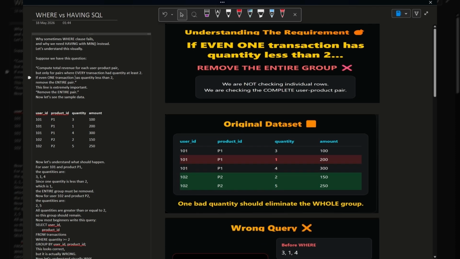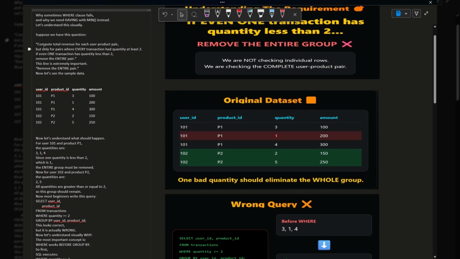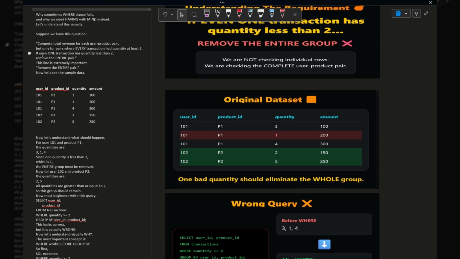So I took the same scenario: why sometimes the WHERE clause fails, and why we need to use HAVING with the minimum instead. Suppose there is a problem where we need to compute the total revenue for each user-product pair, but only for pairs where every transaction has a quantity of at least 2. Even if just one transaction for that pair is less than 2, we need to exclude that entire group.